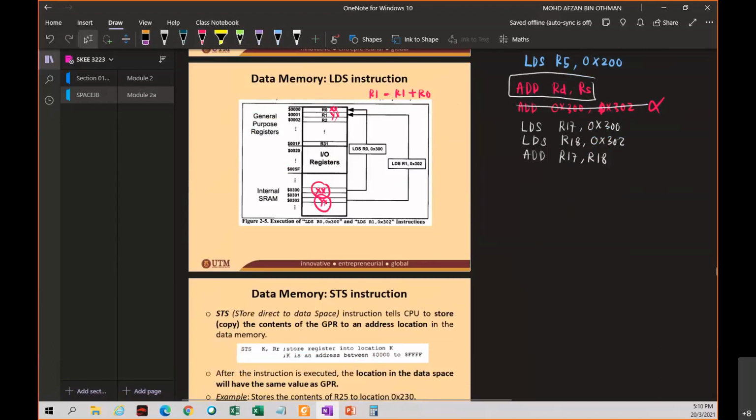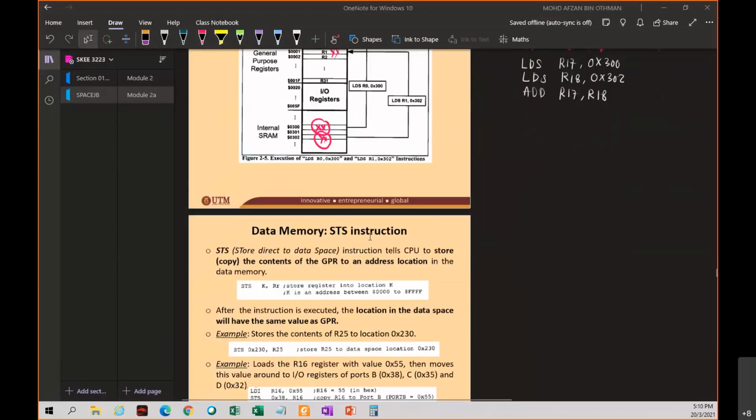Belum lagi. Belum lagi ya. Okay, so boleh follow lah. Okay, so far boleh follow. Good, great. Okay, now we are going to see the STS instruction.